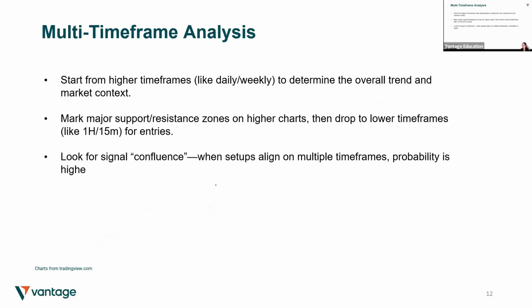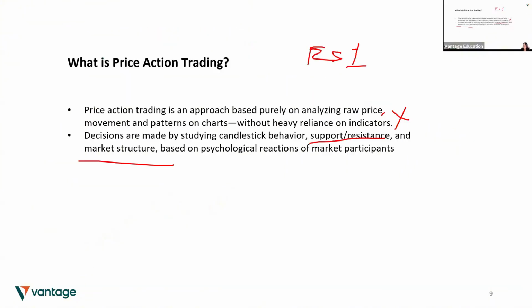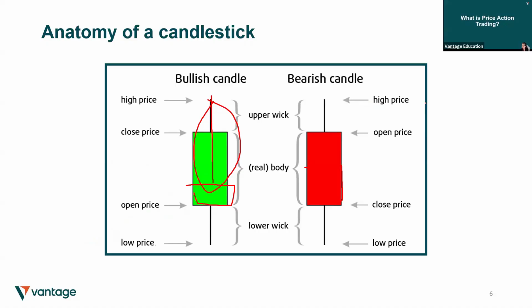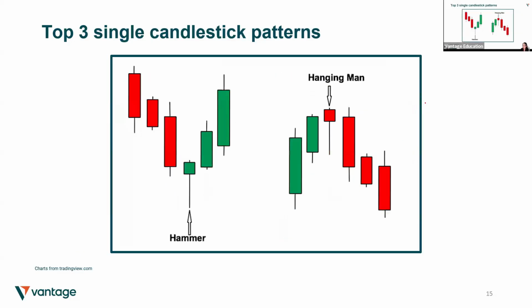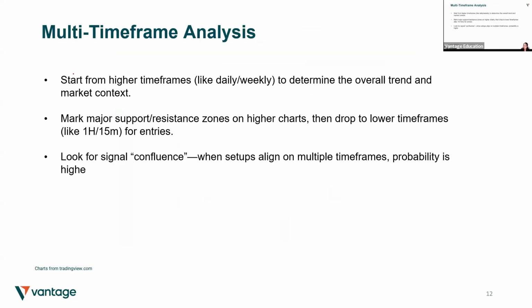Okay, next slide. Multi-time frame analysis. By now, I think you should already know that I analyze or do my trade setup from higher time frame to lower time frame. So start from higher time frames, like daily, weekly, to determine the overall trend and market context. Mark major support resistance zones on a higher chart, then drop to lower time frames like H1, M15 for the entry, always like that. Okay, look for signal confluence.